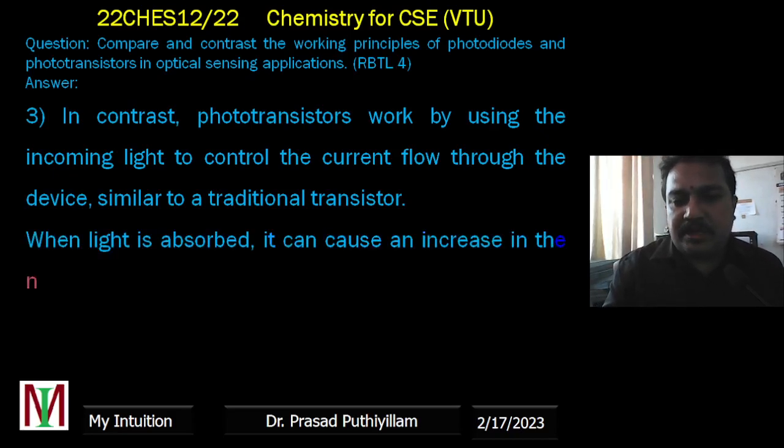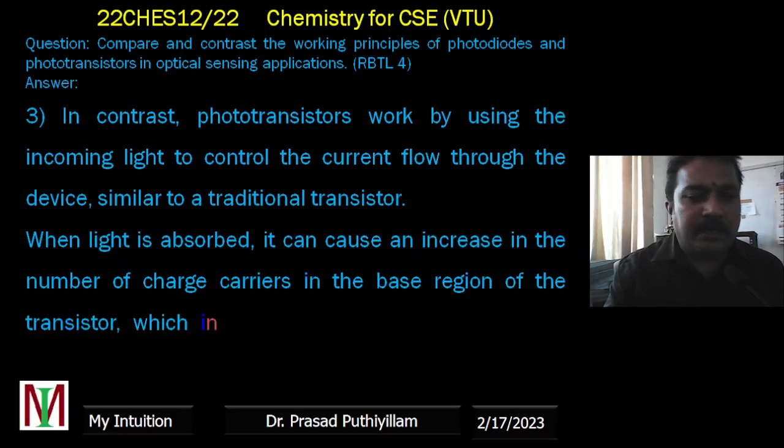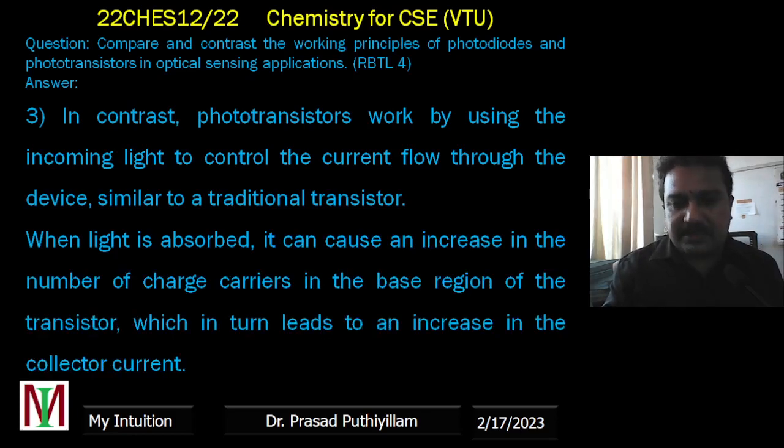When light is absorbed, it can cause an increase in the number of charge carriers in the base region of the transistor, which in turn leads to an increase in the collector current. So, a normal traditional transistor, we know what it is. It's a three-terminal one, which controls the middle, the base. It's controlling the base region of the transistor, controlling that movement of electrons.